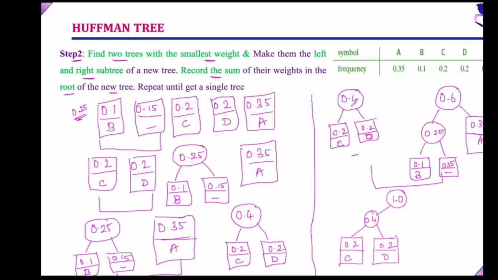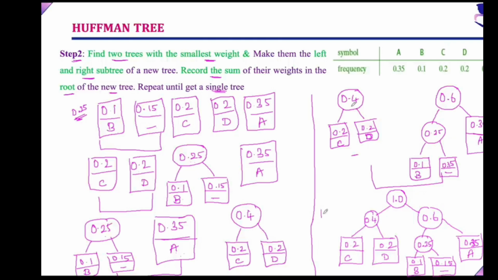So now its left subtree is over, right subtree is this one, that is 0.6, and then 0.25, with its left as B with 0.1 and right as underscore with 0.15. Okay, and then its right subtree as A with 0.35. So now if you are considering, we got a single tree. These steps we have to repeat until we will get a single tree.